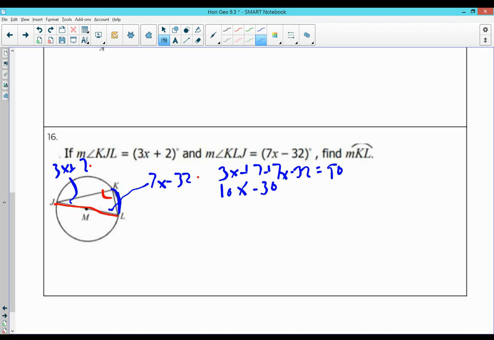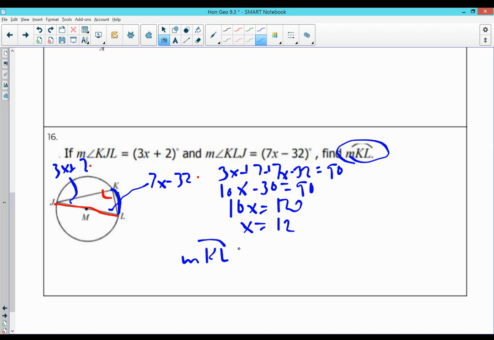So it's 10x minus 30. So 10x equals 120. Therefore, x equals 12. I want the measure of arc KL. So that is going to be twice 3 times 12 plus 2. So that's 36 plus 2 is 38 times 2 is 76 degrees.